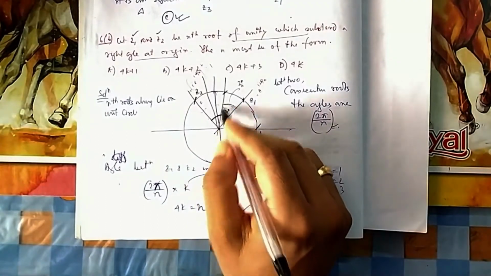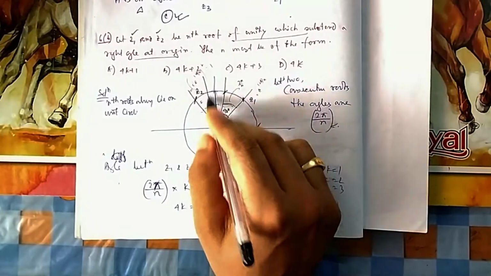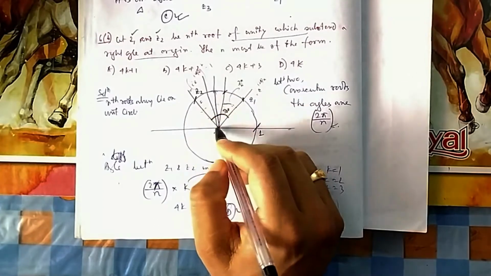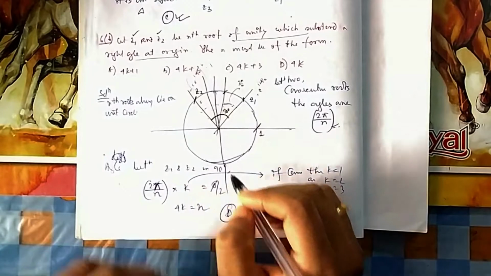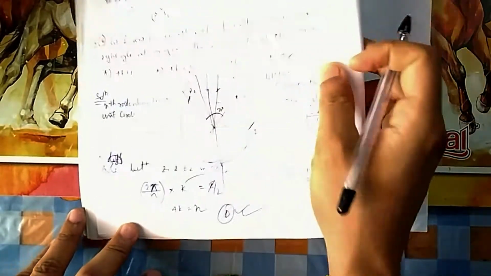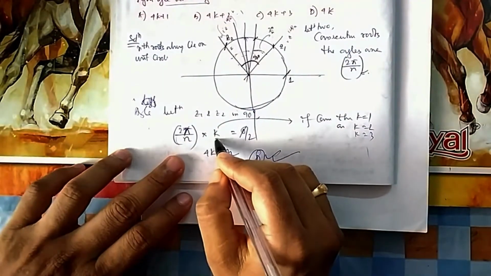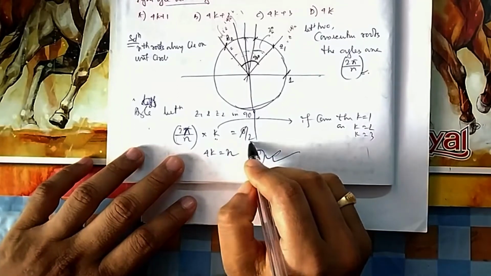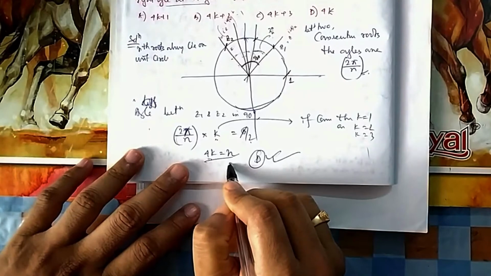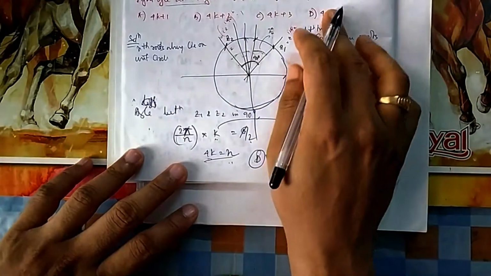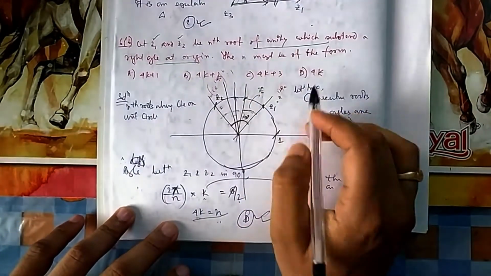So suppose it is here, then it will be 2 pi by n. Suppose it is here, then it will be 2 into 2 pi by n. Then 3 into 2 pi by n, then 4 into 2 pi by n. So it will always be a multiple of 2 pi by n. So 2 pi by n into k, any multiple, should give you pi by 2, 90 degrees. So you know now 4k should be equal to n. That is your option D. So your n should be in the form of 4k.